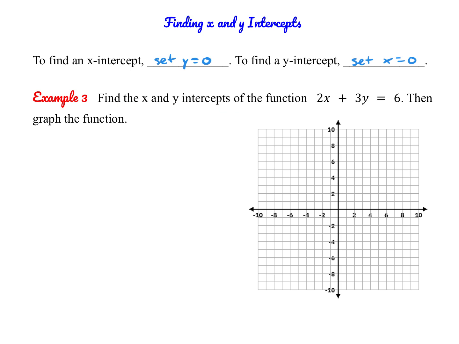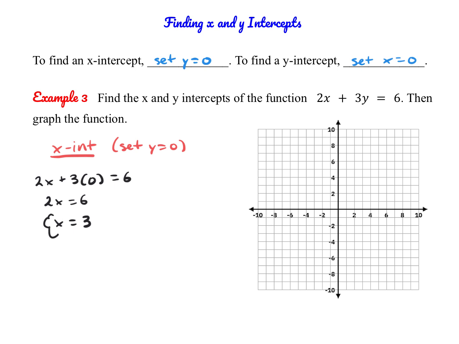So here we're going to find the x and y intercepts of this graph. I'm not going to rewrite it in slope-intercept form this time. So let's start by finding the x-intercept. And again, to do this, we set y equal to 0. So I'm going to say 2x plus 3 times 0 equals 6. So 2x equals 6, which means x equals 3. That's my x-intercept.